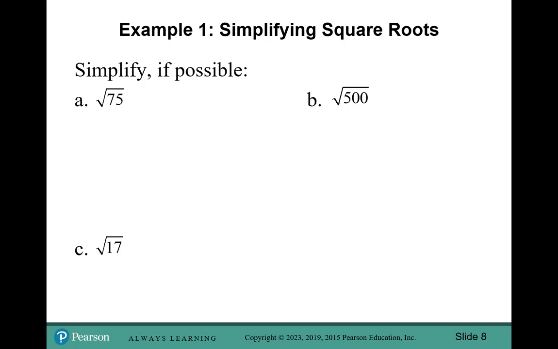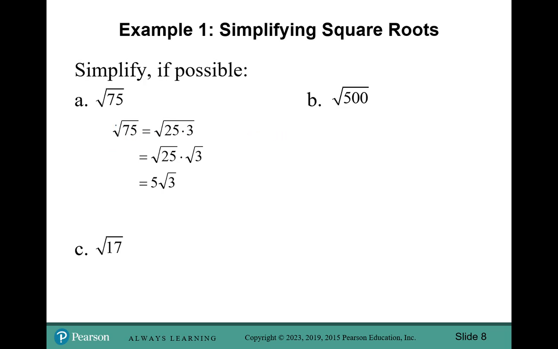Simplify if possible. A says the square root of 75, B says the square root of 500, and C says the square root of 17. The simplification of square roots is something we really do need to know how to do. Now, in order to simplify this square root, as you see with A, the whole idea is that you try to break it up into factors of the original number, and at least one of those factors be a perfect square. So here we can break 75 up into 25 times 3, which is what we do.